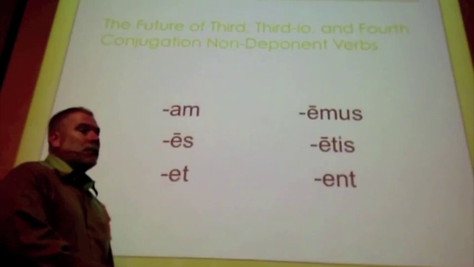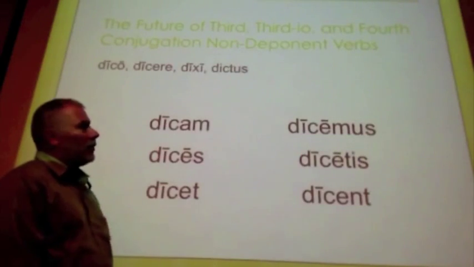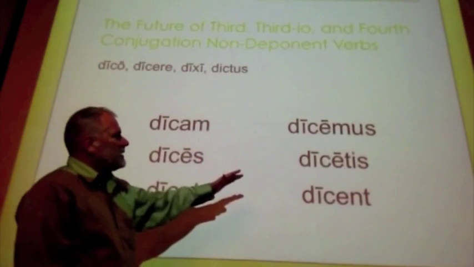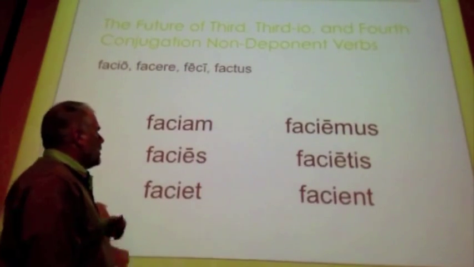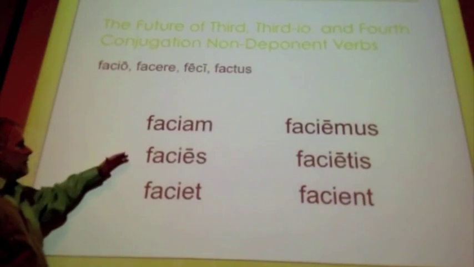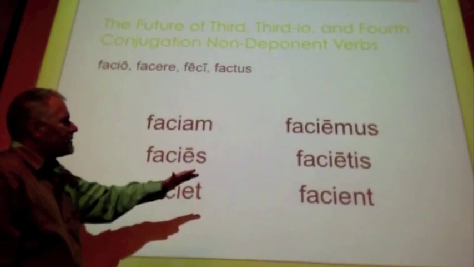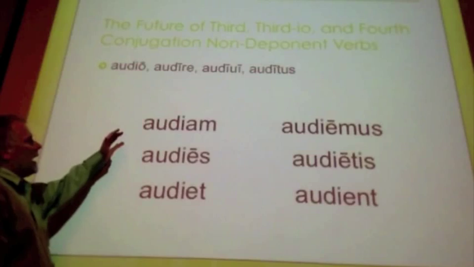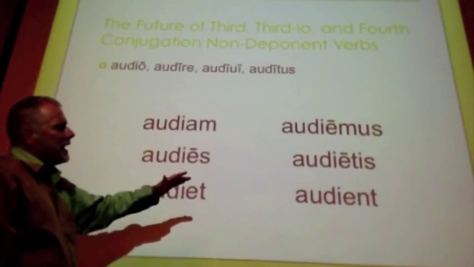So what do we wind up with when we add these endings to those stems we formed by removing o? This is what we wind up with for dico. Dicam, dices, dicet, dicemus, dicetis, dicent. And how about for facio? We get faciam, facies, faciet, faciemus, facietis, facient. And finally, for audio, we get audiam, audies, audiet, audiemus, audietis, audient.